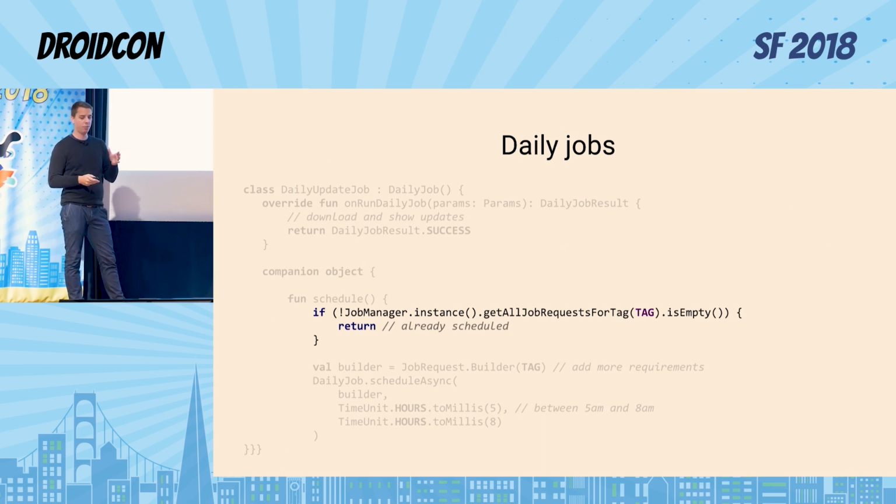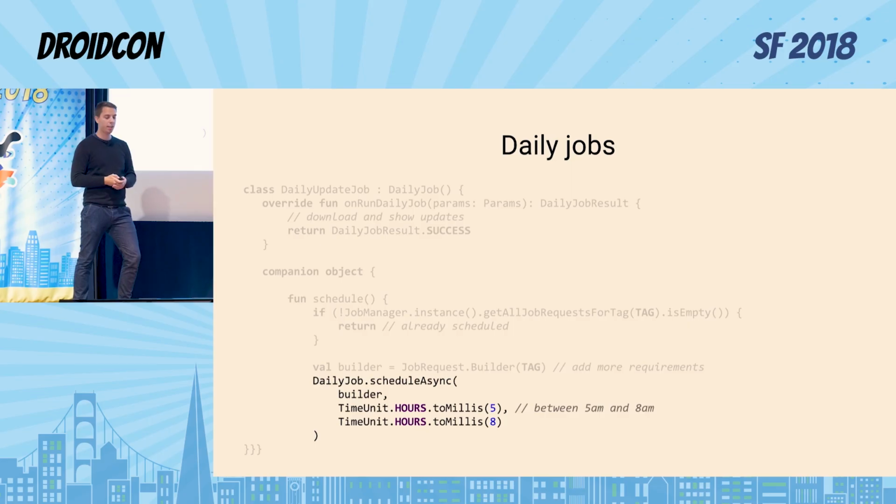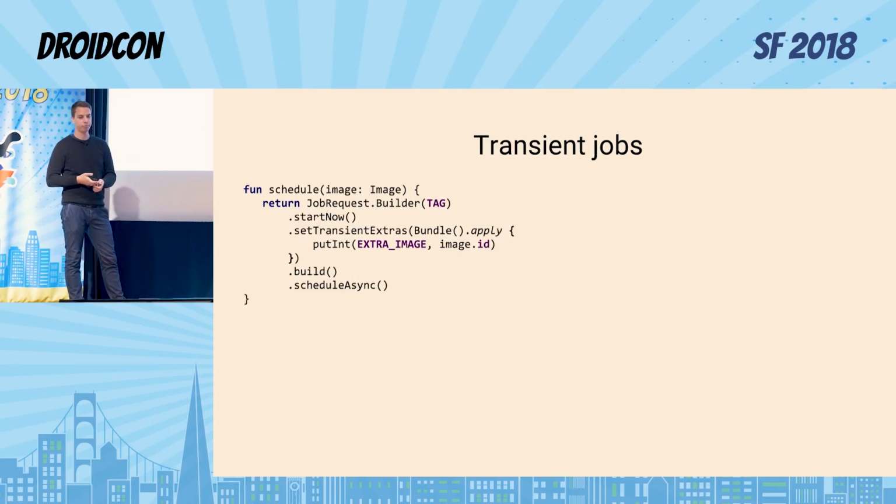The schedule method is also not that difficult. First, I'm checking if already one of the daily jobs is scheduled. If yes, then I don't need to schedule a second one. So I stop here. Otherwise, I create my builder object, and then I schedule the job in the system with a time window, in this case, between 5 a.m. and 8 a.m. in the morning.